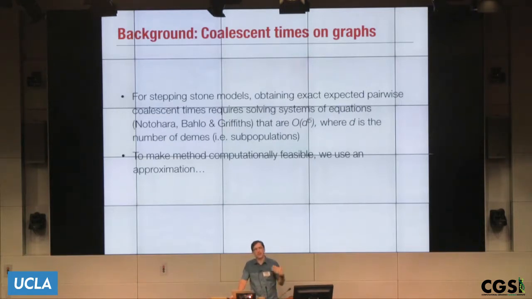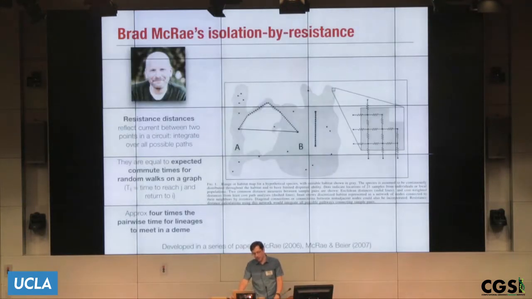And so to actually do anything in practice, what you want to do is make some approximations. The approximation that we're using is built on tools that an individual named Brad McRae brought into population genetics. Brad was an electrical engineer who had a lot of experience with something called resistance distances. These are distances that electrical engineers use to measure how much resistance exists between two points on a large network of resistors. Electrons can flow in a circuit through all possible paths, and so this distance is a measure that sums over all possible paths that a flow takes in this circuit network and then returns an effective resistance.